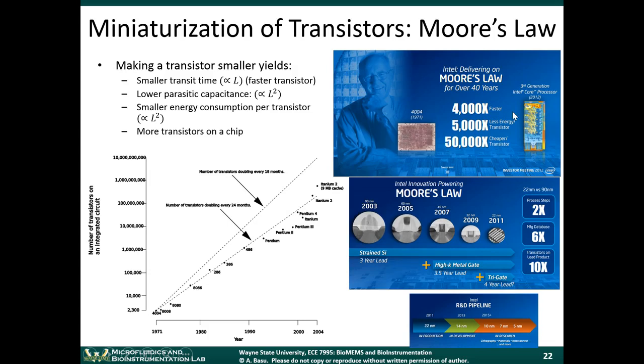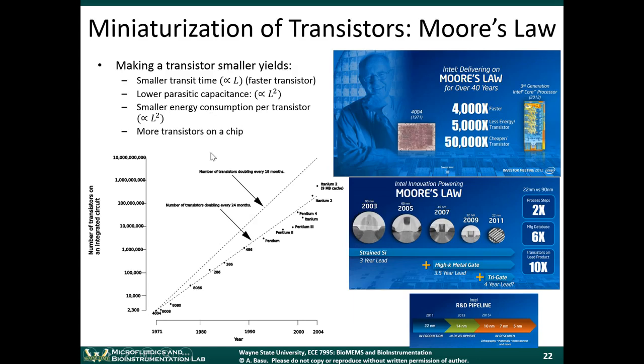When you make the transistors smaller, you have a smaller transit time. This is proportional to L. You have a lower parasitic capacitance because this is proportional to L squared. You have lower energy consumption per transistor. This is also proportional to L squared. And you can cram more and more transistors on a single chip. Because we've been able to manufacture the transistors smaller and smaller, we've been able to take advantage of a lot of these things and get huge performance benefits.